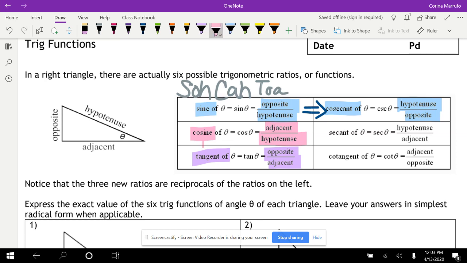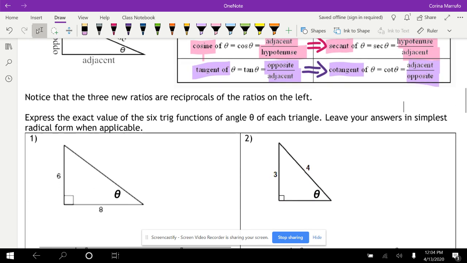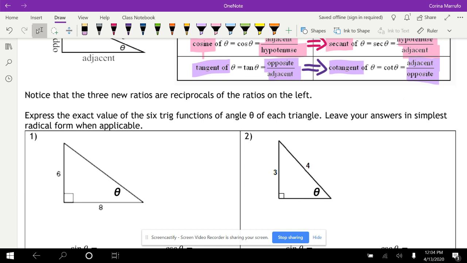And you have cosine. So the reciprocal function of cosine is secant. So instead of being your adjacent over your hypotenuse, it is going to be your hypotenuse over your adjacent. And then the last is tangent. So your tangent, its reciprocal function is called cotangent. And so cotangent, instead of being opposite over adjacent, it's going to be the adjacent over the opposite. So you flip over the fraction. Pretty much is what it is. If we look here at the examples, it says, notice that the 3 new ratios are reciprocals of the ratios to the left.